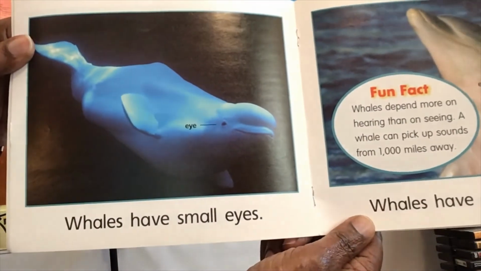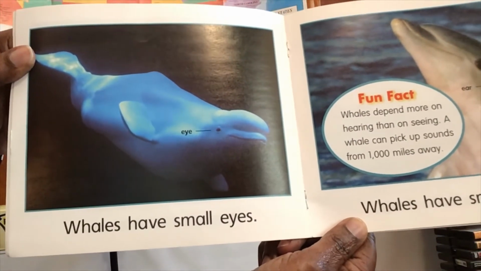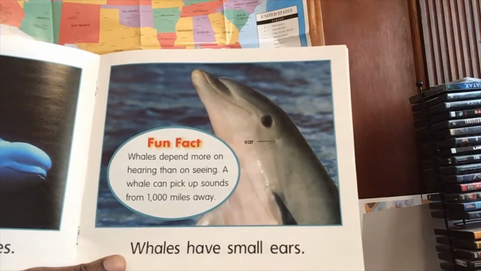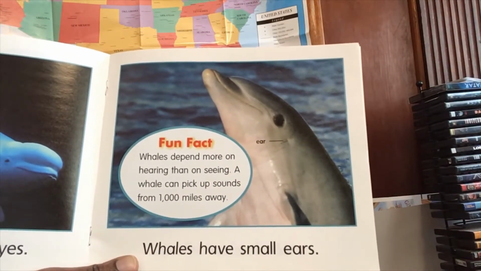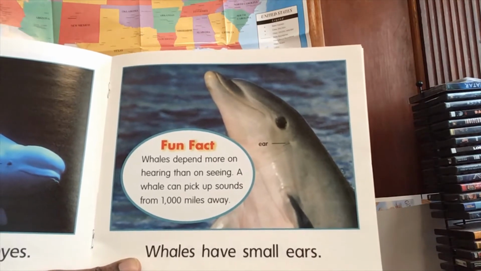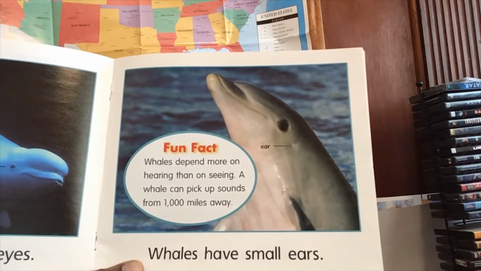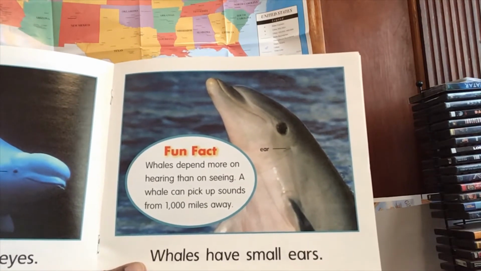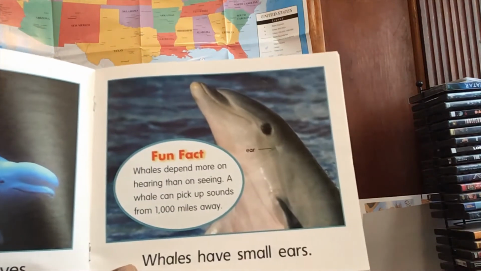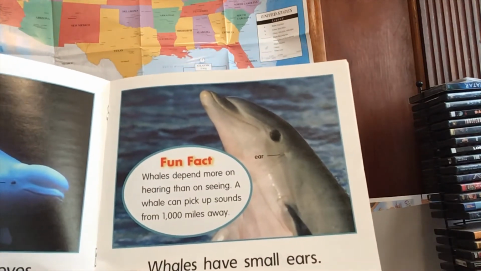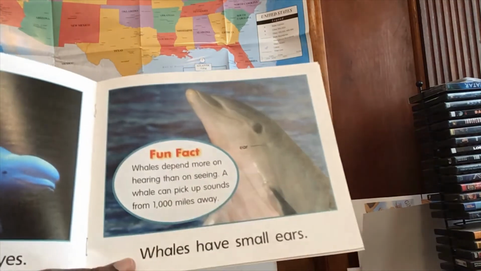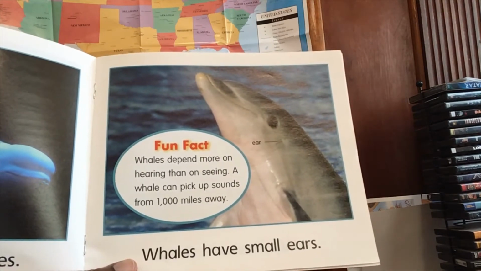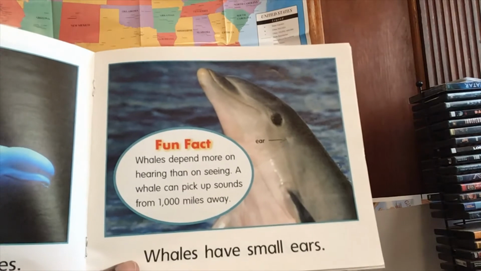Whales have small eyes. Fun fact. Whales depend more on hearing than on seeing. A whale can pick up sounds from 1,000 miles away. Whales have small ears. If they have small ears, how do you think they hear? I want to say echolocation. That's when sound waves bounce off objects, but that's a whole other ball game, friends.